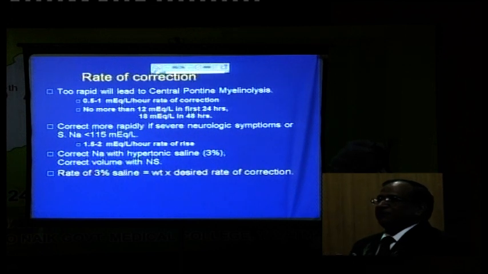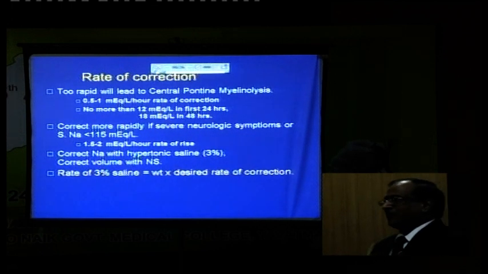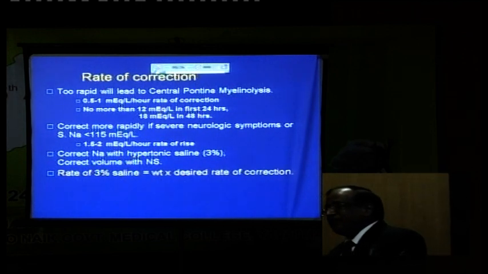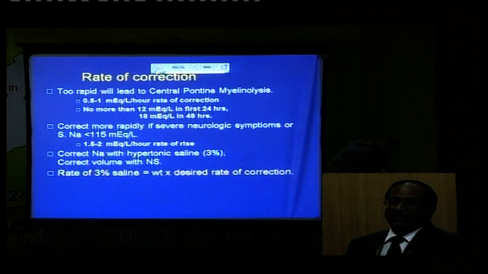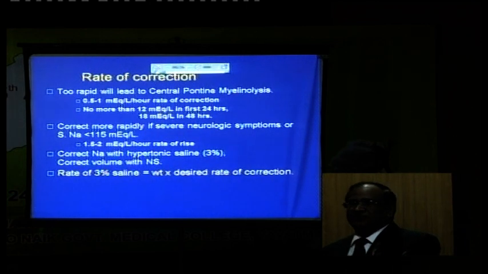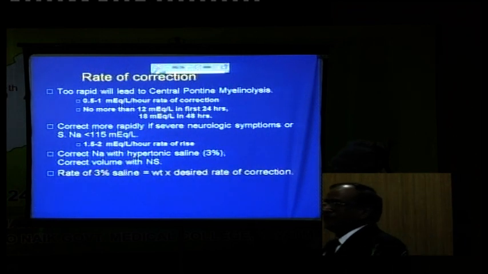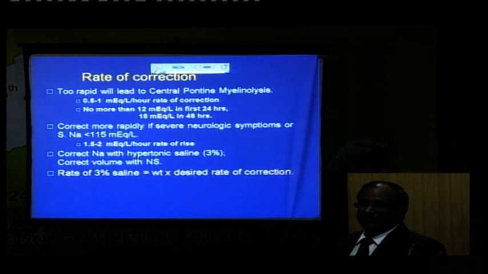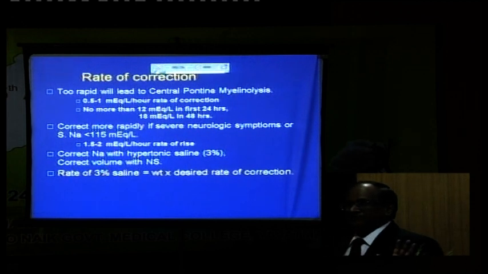You can correct at 0.5 millimoles per hour, 1 millimole per hour, 2 millimoles per hour, usually never more than that. It's not really the rate which causes problems, it's the absolute correction in 24 hours. The safe rate is 12. So if I have a sodium of 100, next day morning my sodium should not be more than 112.